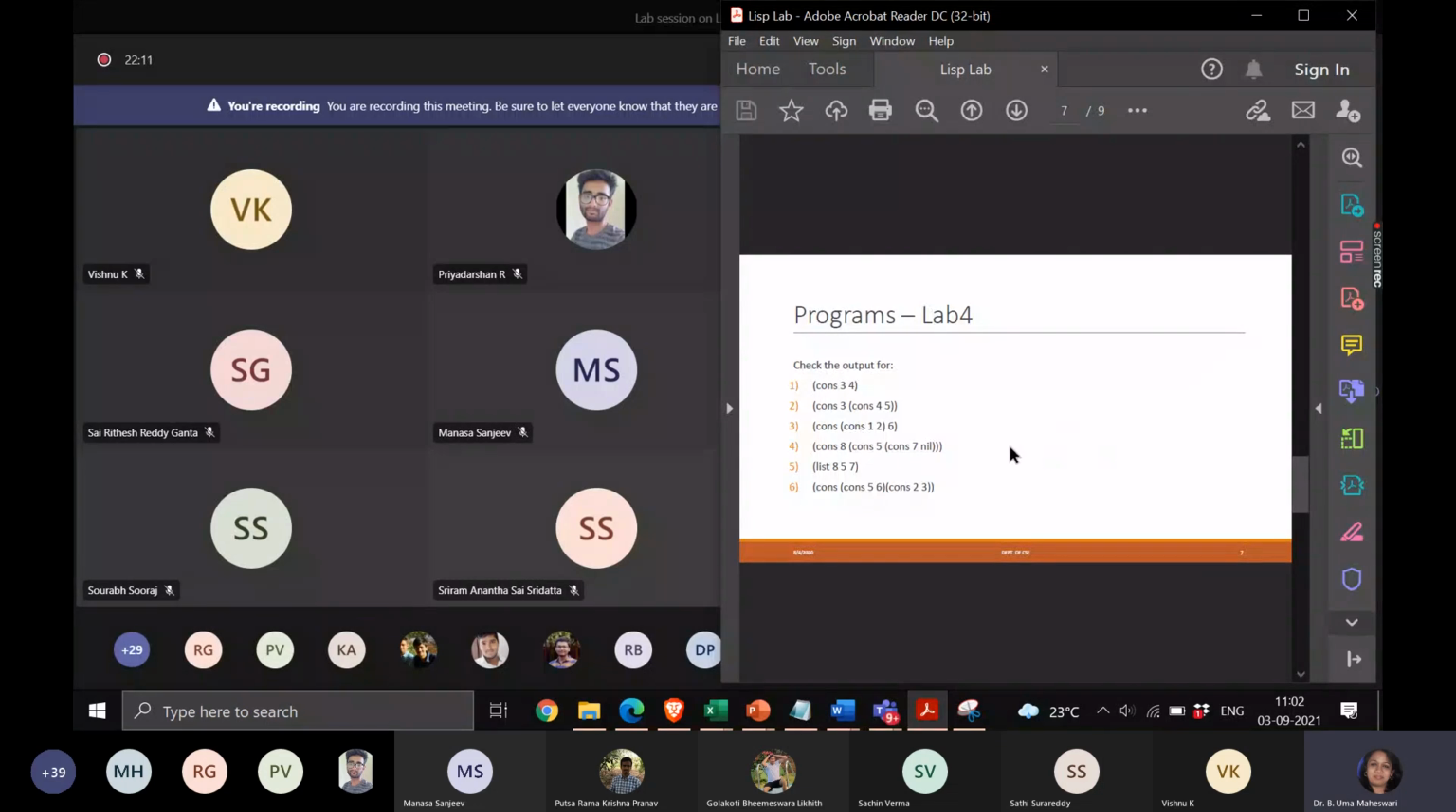Okay. So by this, you can just internalize: cons of is equivalent to list, provided the innermost cons has a nil value.